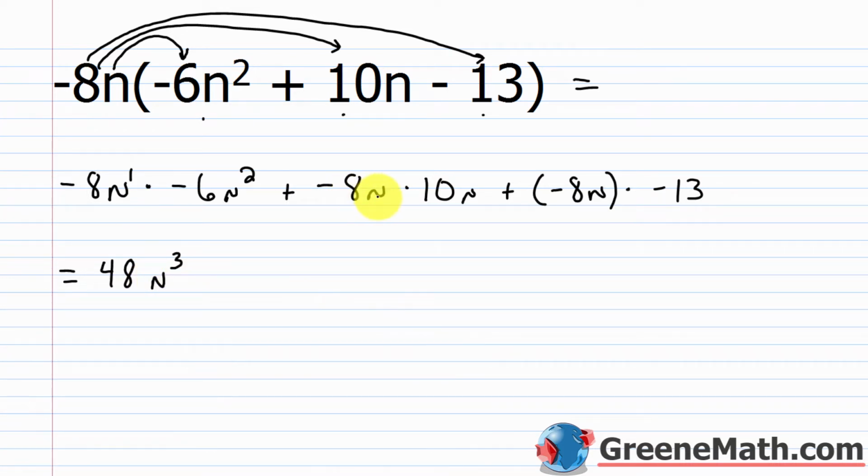Then next I have negative 8n times 10n. Well, negative 8 times 10 is negative 80, so minus 80. And then n times n is n squared. Again, keep the base n the same, and you add your exponents, right? Each case has an exponent of 1. 1 plus 1 is 2, so you get n squared. Okay, then we have negative 8n times negative 13. So negative times negative is positive, and 8 times 13 is 104. So this would be 104, and then don't forget the n. So there's your answer. You get 48n cubed minus 80n squared plus 104n.